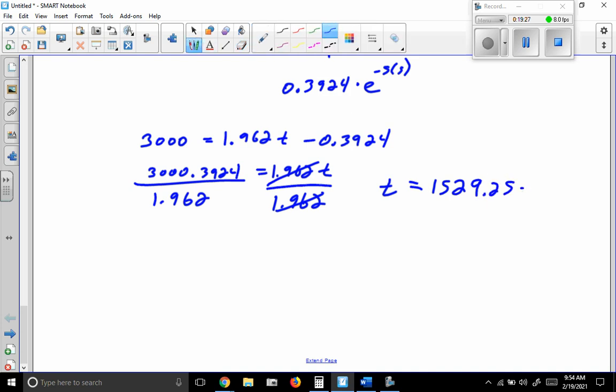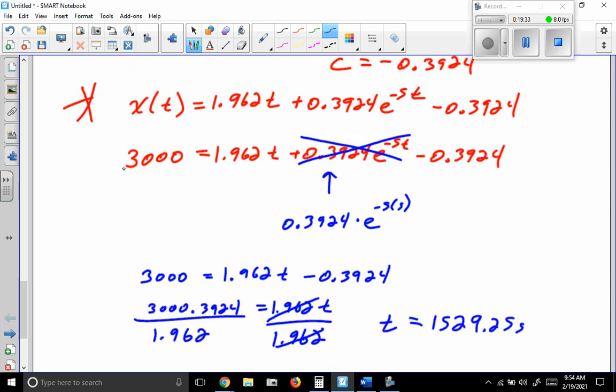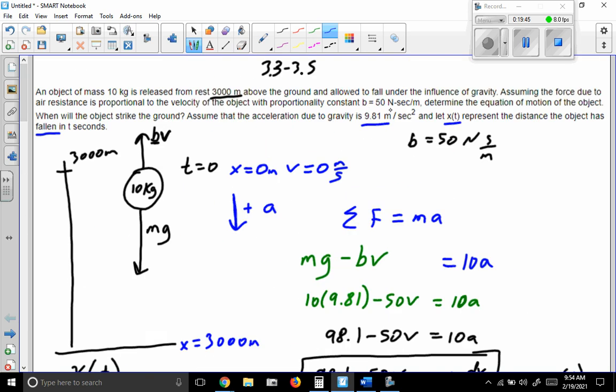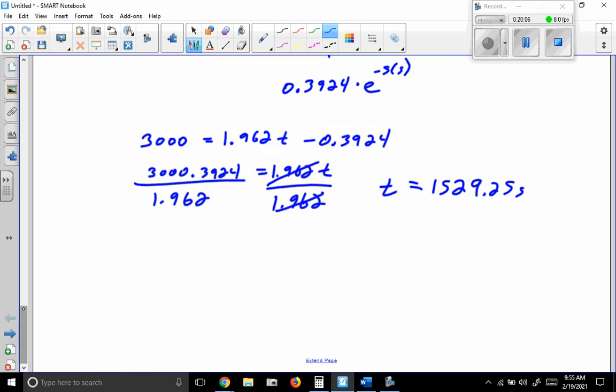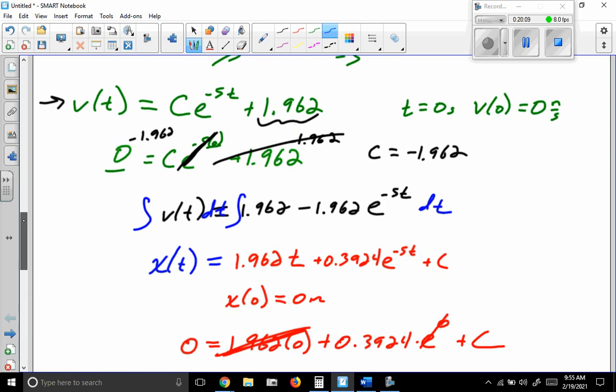Now, that seems like a really long time to fall, and it is a really long time to fall, but let's think how far we're falling. We're falling 3,000 meters. So it's fallen 3 kilometers. It's falling a long way. Also, B is a pretty large value. B being 50 newtons times second per meter. Then the air resistance is pushing on it quite hard. So once it reaches terminal velocity, it's not going to be falling exceptionally fast.